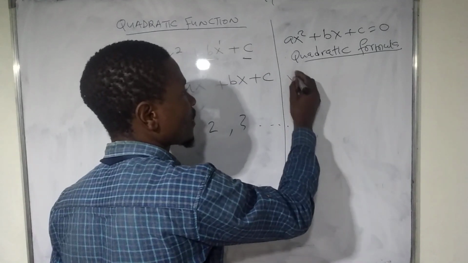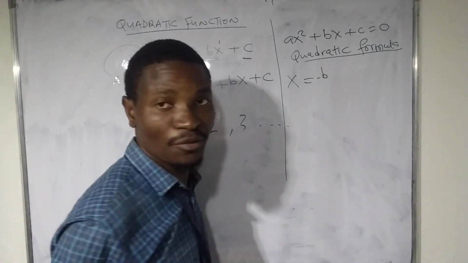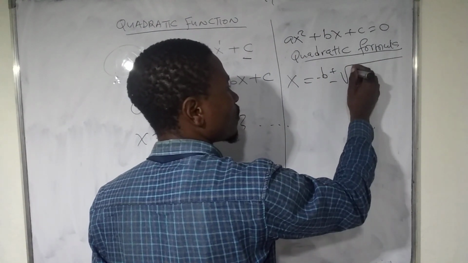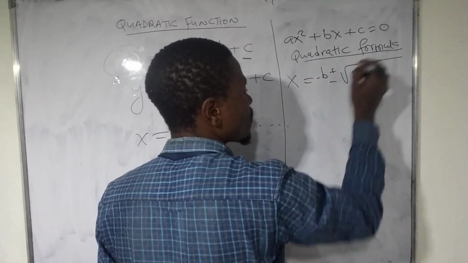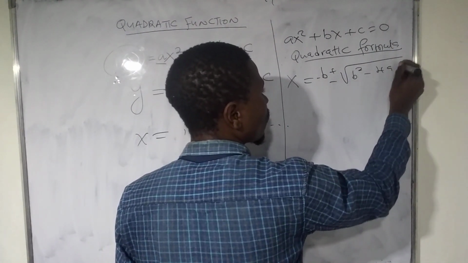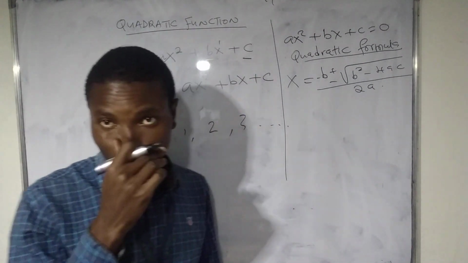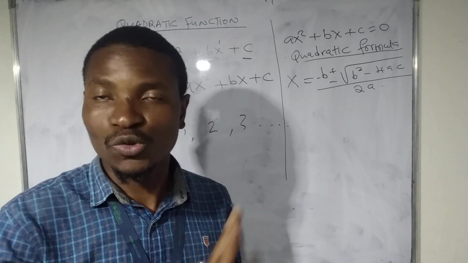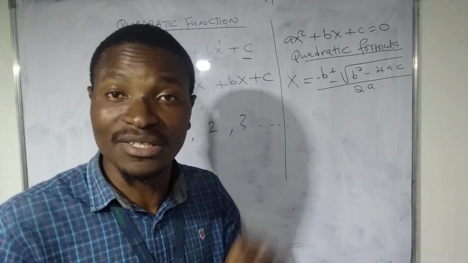Okay, so it states that the value of x equals negative b plus or minus the square root of b squared minus 4ac, over 2a. Okay, so you must be able to know that formula. So let's just assume that you know this formula, okay?